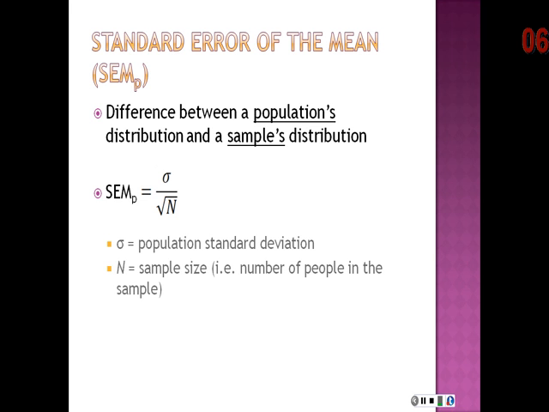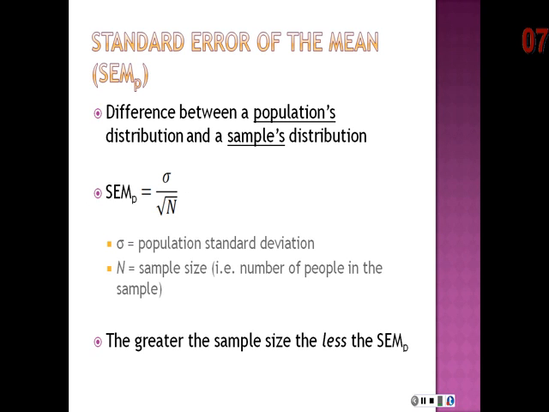And so, as I said, the sigma here, our little sigma, is the population standard deviation divided by the square root of the sample size, meaning the number of people in the sample. And so this calculation gives us the typical error that we're going to have with regard to our sample versus our population distribution. And again, the greater the sample size, the less the standard error.